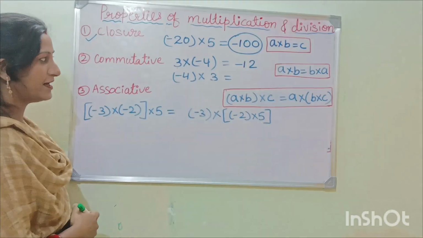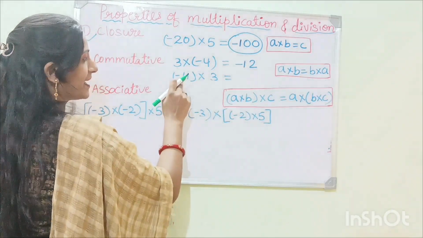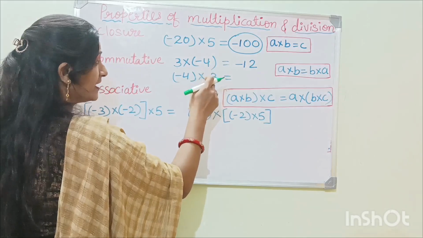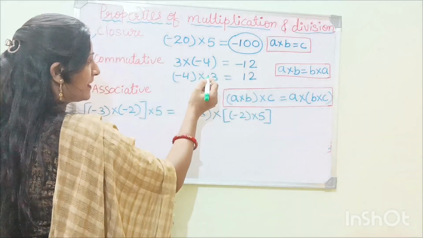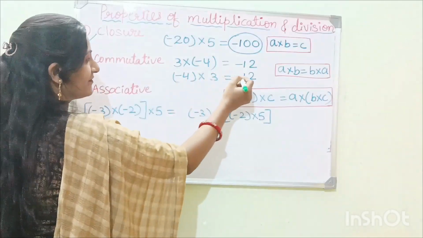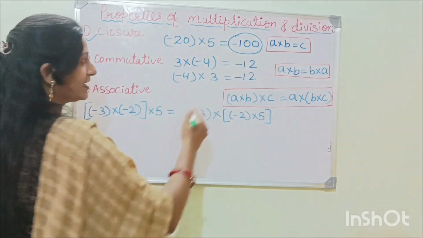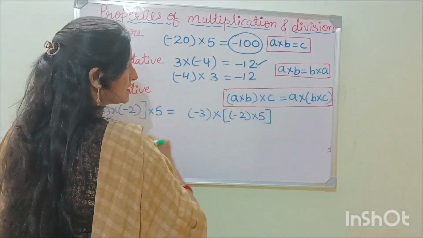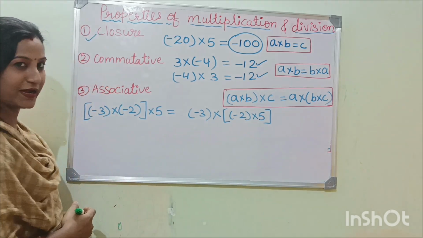Again we are changing the order, that is B into A. So first we are multiplying minus 4, then 3. So 3 4s are 12. Again multiply the sign, minus into plus, we are going to get minus. Just check out, is it satisfied or not? So here also we got minus 12, here also minus 12.